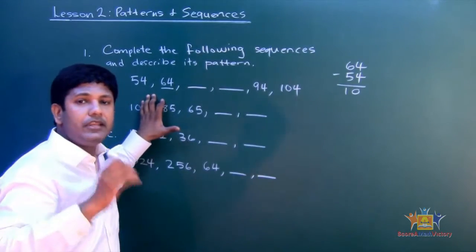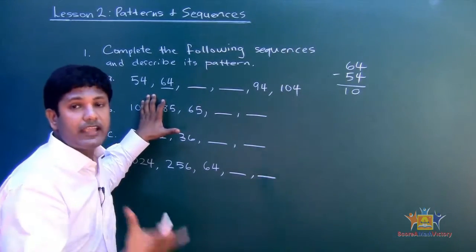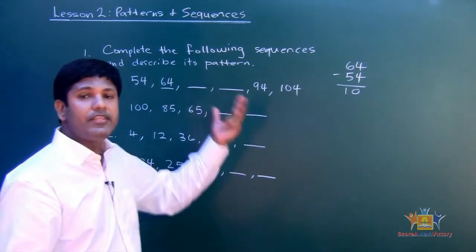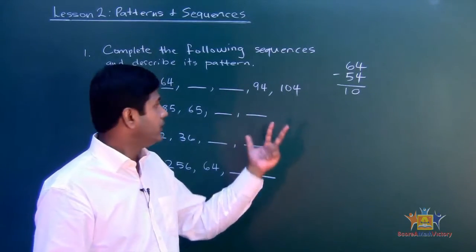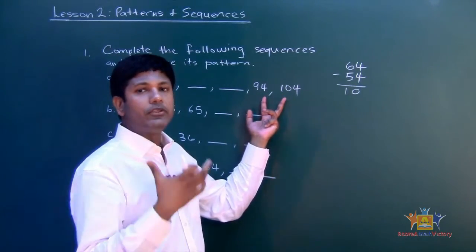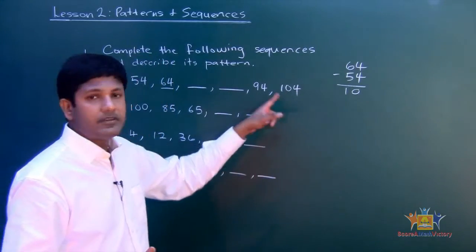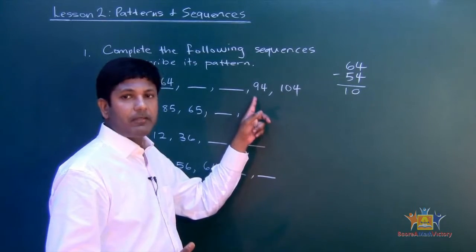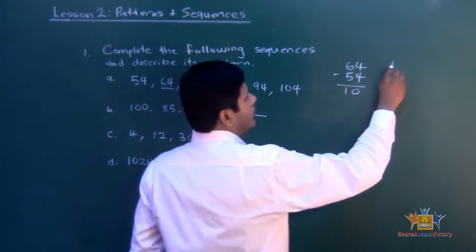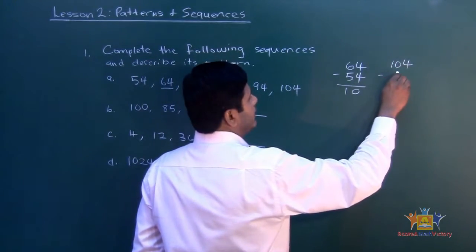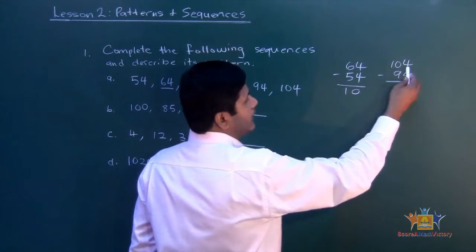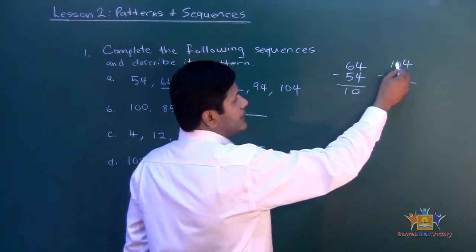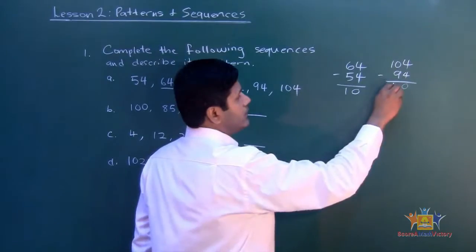But wait a minute, I need to confirm it is true that it's adding 10. I have to look at another set of two numbers next to each other, in this case, right there. I'm going to do the same thing. Take the second number and subtract the number before it. So I'm going to take 104 and subtract 94. 4 minus 4 is 0. 10 minus 9 is 1. Look at that.